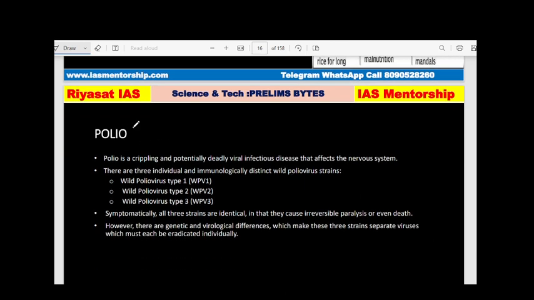Next is your polio. Basically, what is polio? Everyone knows what is polio. It's a potentially deadly infectious viral disease that can affect the nervous system. Okay? There are 3 strains of polio virus: 1, 2, and 3. All the 3 strains can cause irreversible paralysis or even death. Okay? There are genetic and virological differences which make these strains separate.